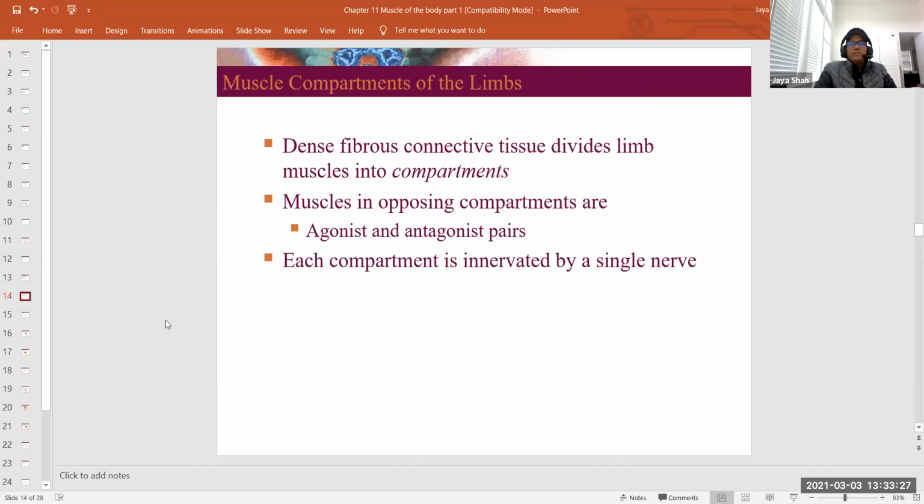Muscle compartments of the limbs. In the upper and lower limbs, there are large groups of muscles. That's why certain groups of muscles are put into one compartment, which is covered by tight, thick, dense fibrous connective tissue. And each compartment has a major nerve supply, a major artery, a major vein, and major lymphatic vessels. Okay.